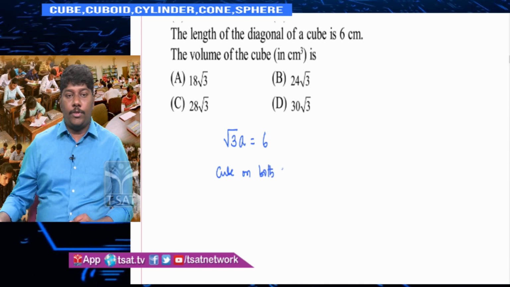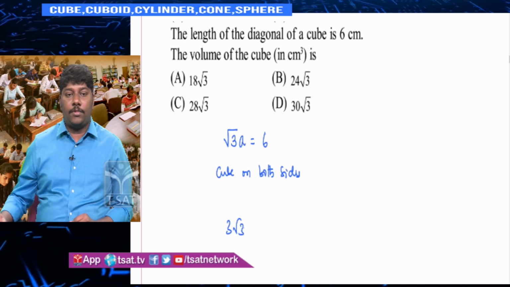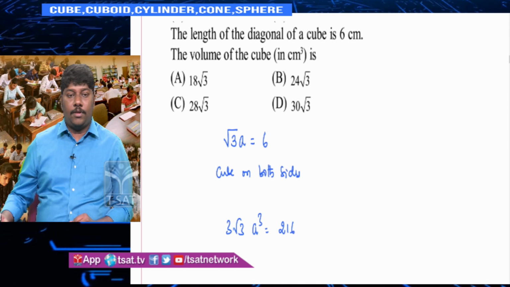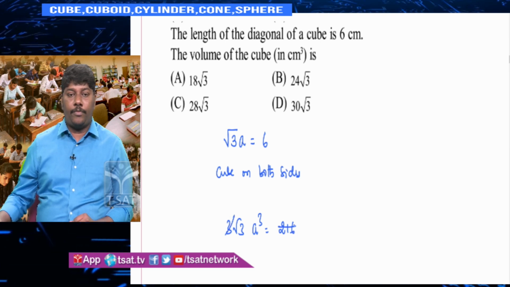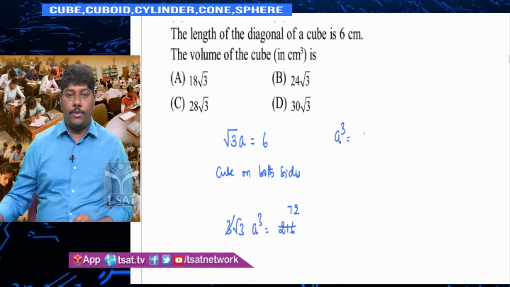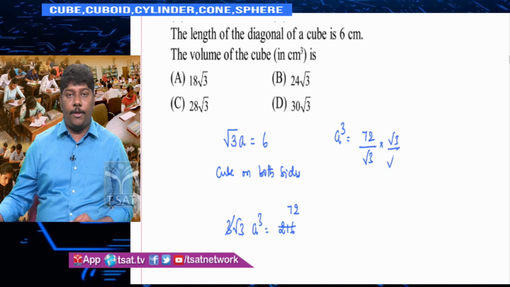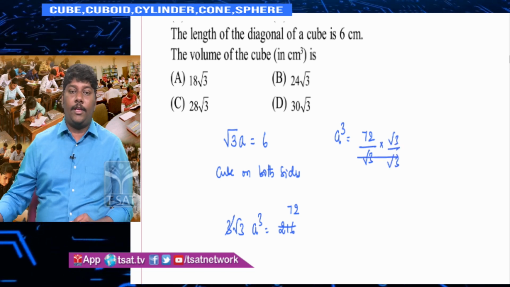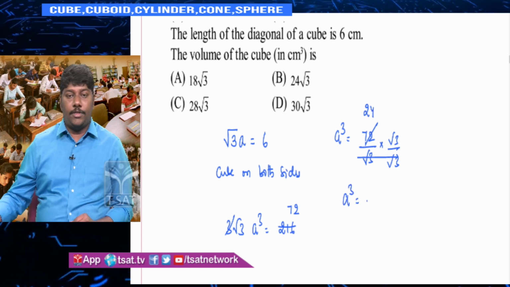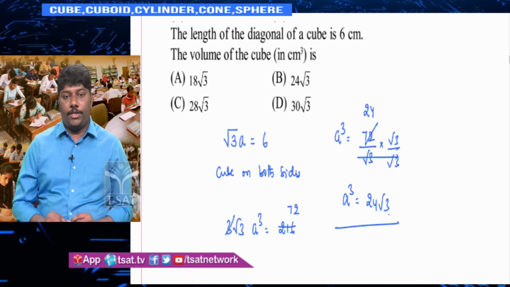If you do cube on both sides, root 3 cube is 3 root 3 into a cube is equals to 6 cube, which is 216. 3 ones are 3, 72s. So a cube is equals to 72 by root 3. If you multiply and divide it by root 3 and root 3, in the denominator you are going to get 3. 3 ones are 3, 24s. Therefore, volume of the cube is equals to 24 root 3. So volume of the cube is 24 root 3.